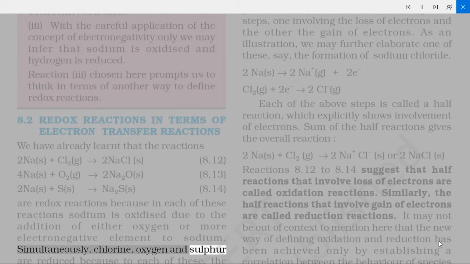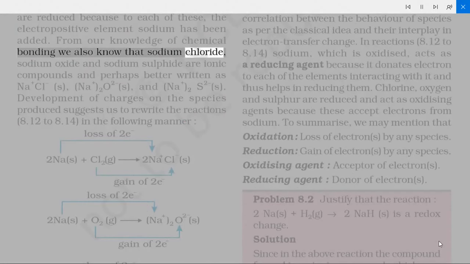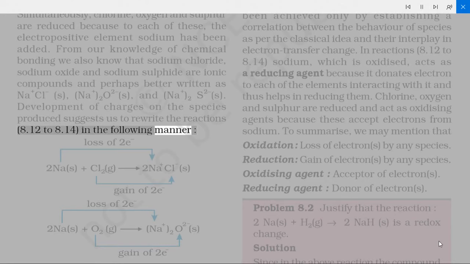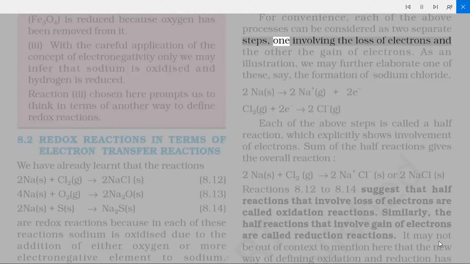From our knowledge of chemical bonding we also know that sodium chloride, sodium oxide and sodium sulfide are ionic compounds and perhaps better written as Na+Cl−(s), 2Na+O2−(s), and 2Na+S2−(s). Development of charges on the species produced suggests that we rewrite the reactions 8.12 to 8.14 in the following manner. For convenience, each of the above processes can be considered as two separate steps, one involving the loss of electrons and the other the gain of electrons.